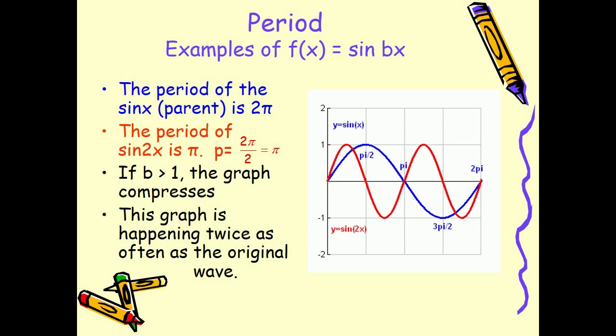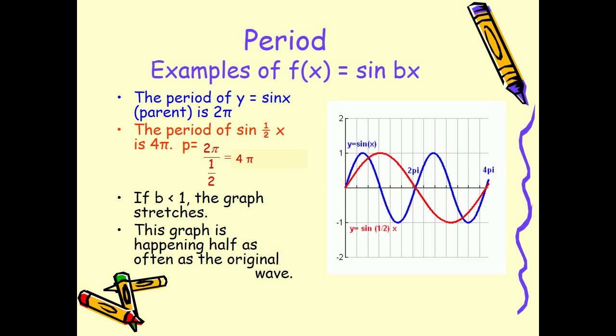This is an example of the period changing from the parent function. In blue, the parent function is graphed. In red, B is 2. This changes the period to be pi once you put it into the equation for period. This shows if B is greater than 1, the graph compresses. This graph is happening twice as often as the original wave.